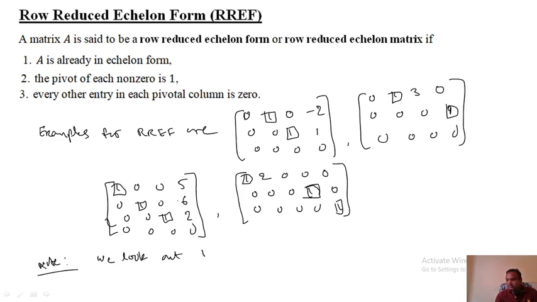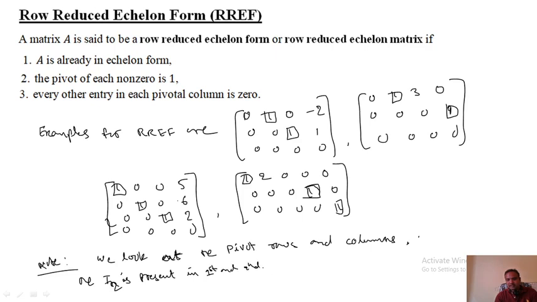We look at the pivot rows and columns. The I2 is present in the first and second matrices, and I3 is present in the third and fourth matrices.